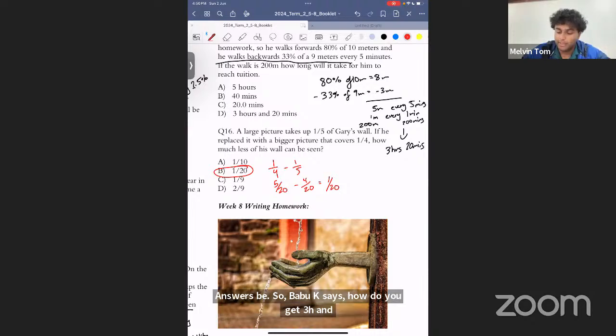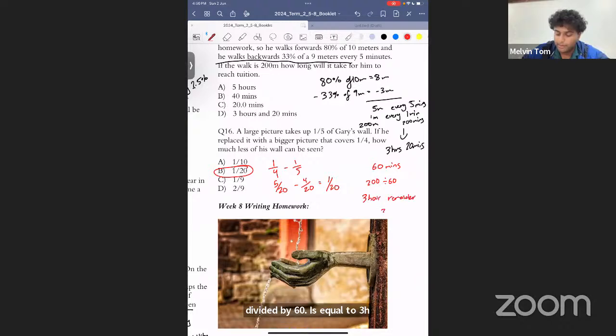You get that because every hour is 60 minutes. So 200 divided by 60 is equal to 3 hours, remainder 20 minutes. Do you understand, Babu K?